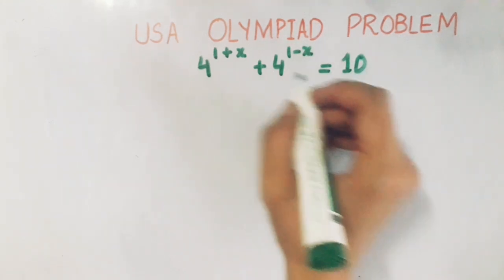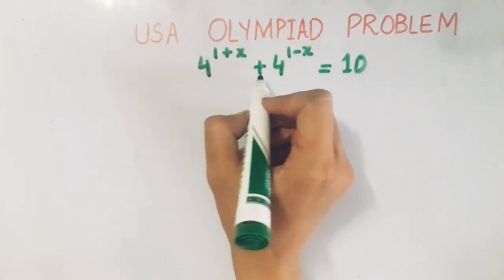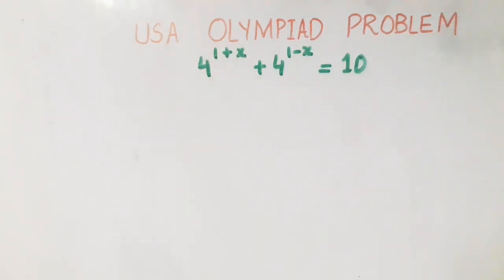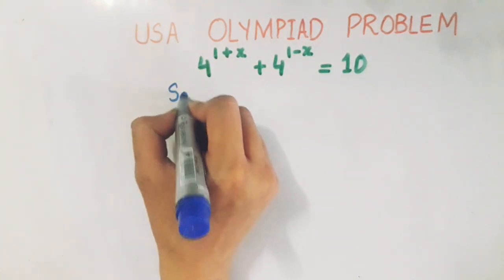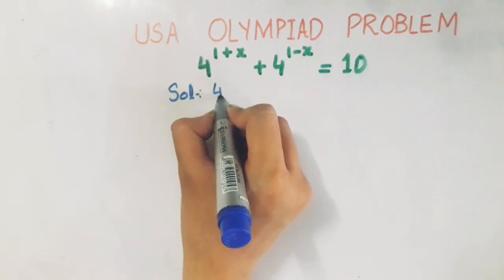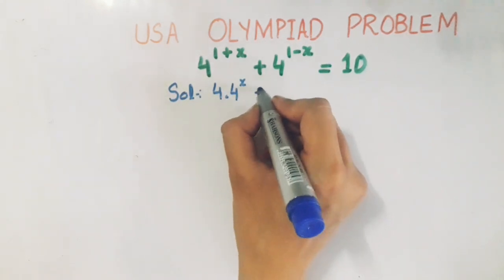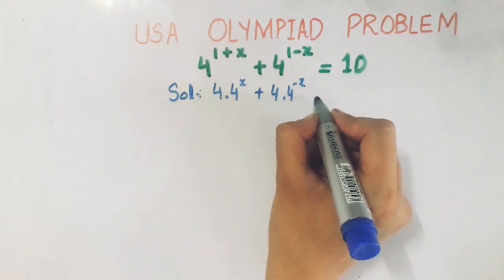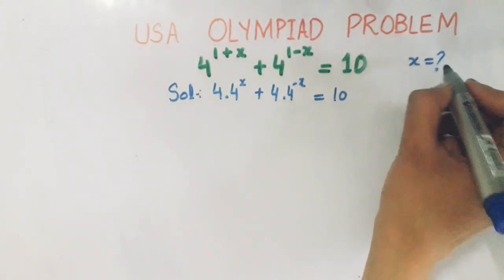Today we are going to solve a USA Olympiad problem, that is 4 raised to power 1 plus x plus 4 raised to power 1 minus x equals 10. We will solve this step by step. For this purpose, first of all, we will write this as 4 into 4 raised to power x plus 4 into 4 raised to power minus x equals 10. You have to find the value of x.